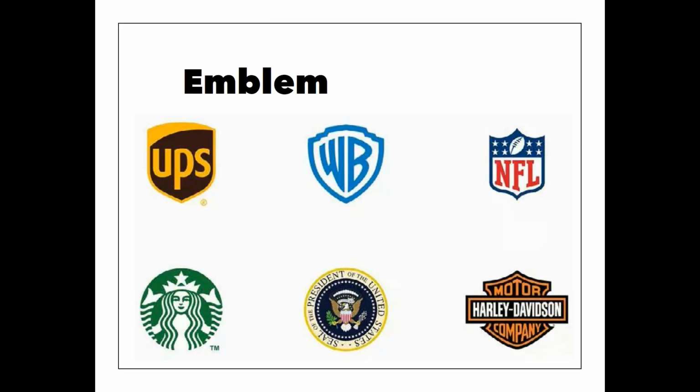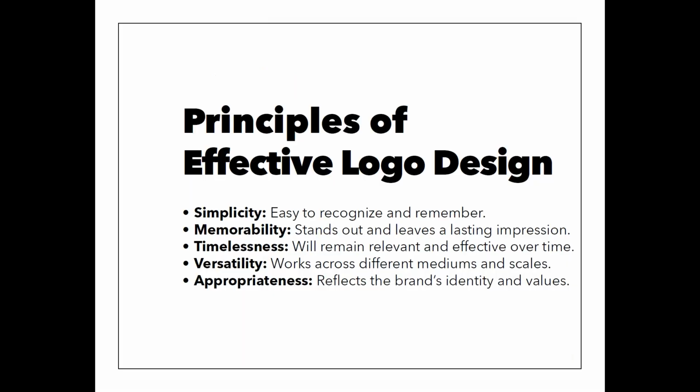Emblems are a little bit different. Emblems refer to little badges that are made up. Still a logo, still an identifiable brand. As you can tell, Starbucks is a very recognizable symbol out there, and it's just a circle as a badge. UPS is recognized. Harley Davidson, the NFL, Warner Brothers, the President of the United States. Those are emblems, which are basically logos, but set in a contained badge of some sort.